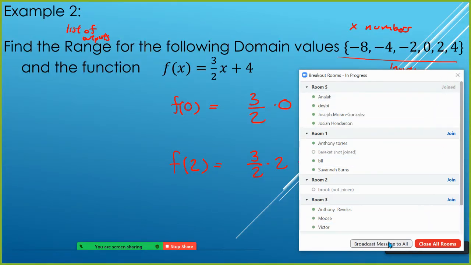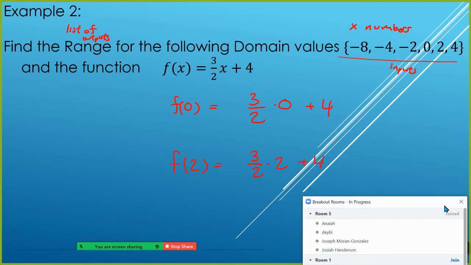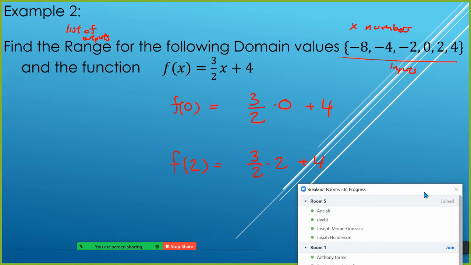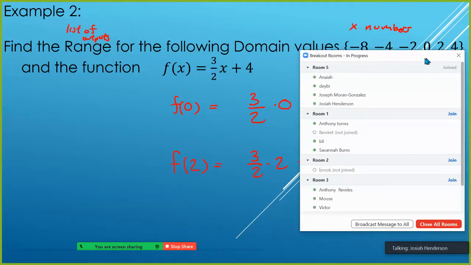Okay, I need to check on another group. Are there any other questions that I can help with right now? All right, well, I'll come back and check in a minute. You guys try to get some of these inputs plugged in and get an output, okay?